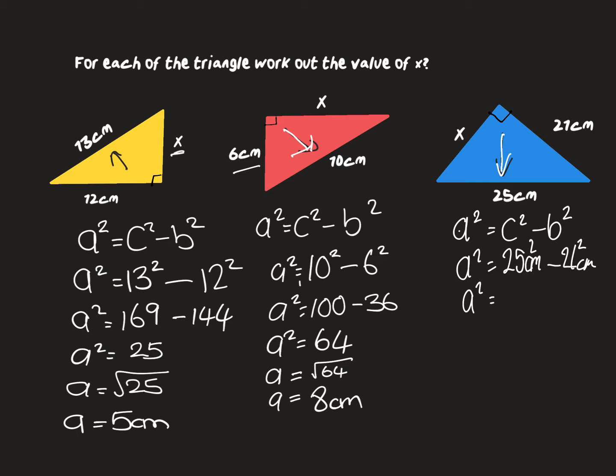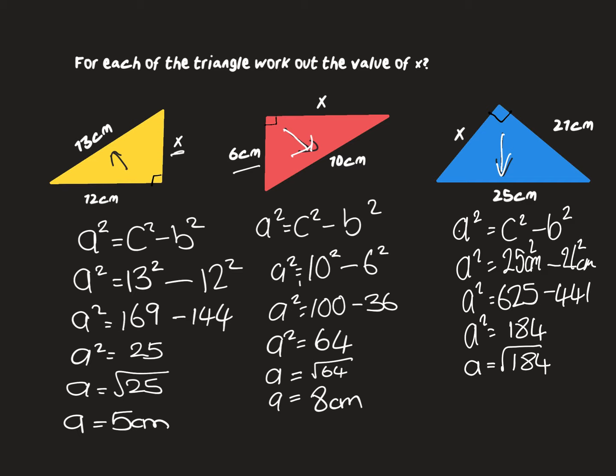Okay, 25 squared is 625, so 25 times 25 is 625. 21 squared, so 21 times 21 is 441. I'm going to need to take those away now. So 625, take away 441 is 184. And that's what a squared is. We want to know what a is, so we're going to take the square root of that. Square root of 184.